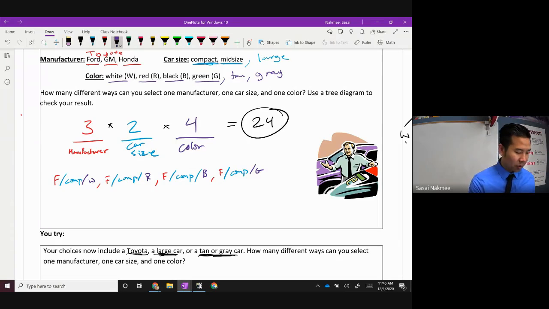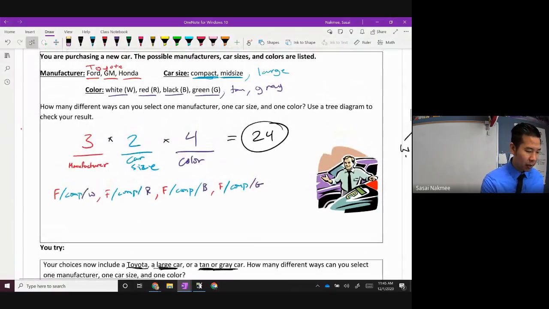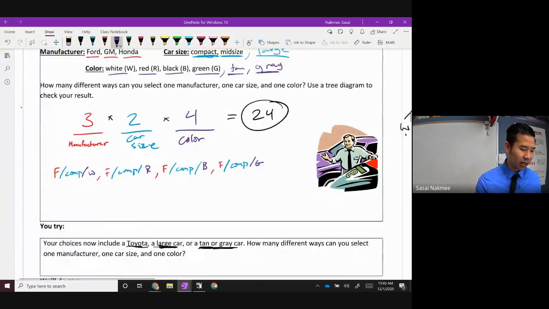So can you guys do that real quick for the U-Try? It's the same one as up here, except you're going to add in a new car model, which is the Toyota. The car size, compact, mid-size, and then also add in large. And then add in the two more colors of tan and gray, and see what you get as your possible count for that. Can you guys do that real quick?